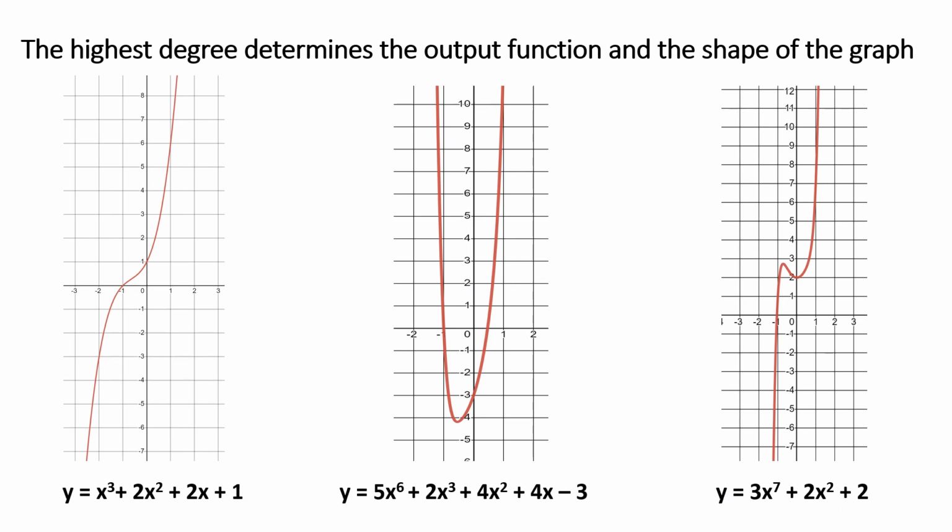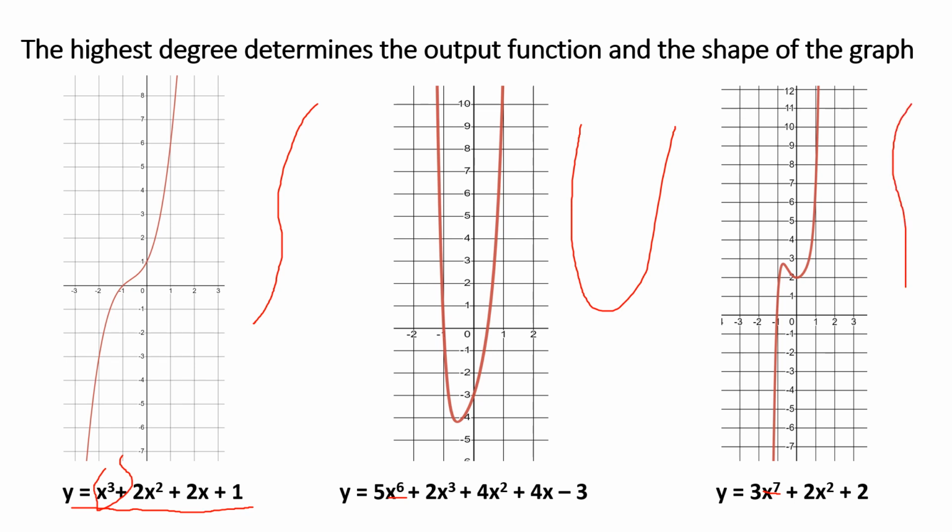Now, one thing I want you to understand more than anything else is that no matter how many monomials we have in this polynomial, the highest degree dictates the overall shape. In the first one, y equals x cubed plus 2x squared plus 2x plus 1, the highest degree dictates this overall S shape. This one has a highest degree of 6, and it's a little off center, but still basically a parabola shape. And then this one still has an S shape. The highest is odd, 3x to the 7th, so you still get that basic S shape.